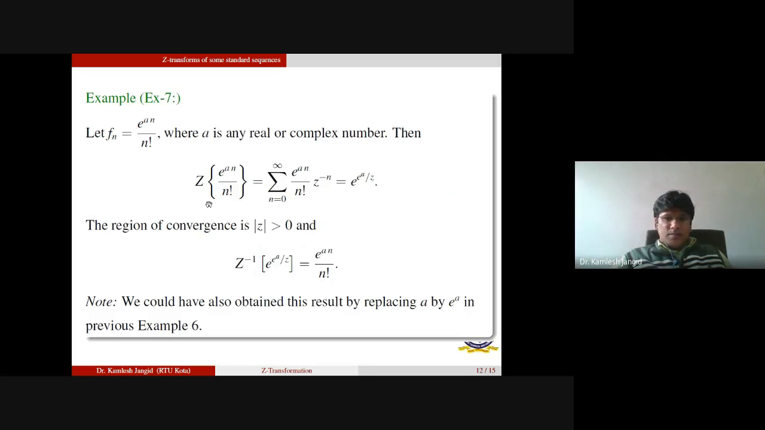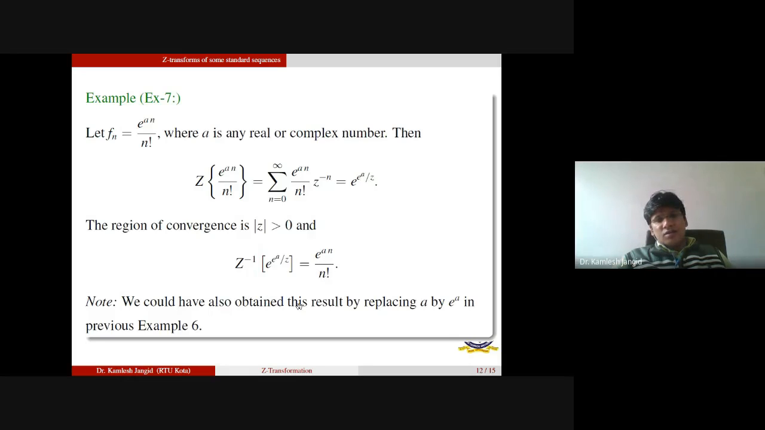Let us see one more example. Let f(n) equals e raised to the power an upon n factorial, where a is any real or complex number. Then the z transformation of e raised to the power an upon n factorial equals the summation 0 to infinity of e raised to the power an upon n factorial times z to the power minus n, and its summation is given by e raised to the power a upon z, and its region of convergence is mod of z greater than 0, and its inverse z transformation is e raised to the power an upon n factorial.